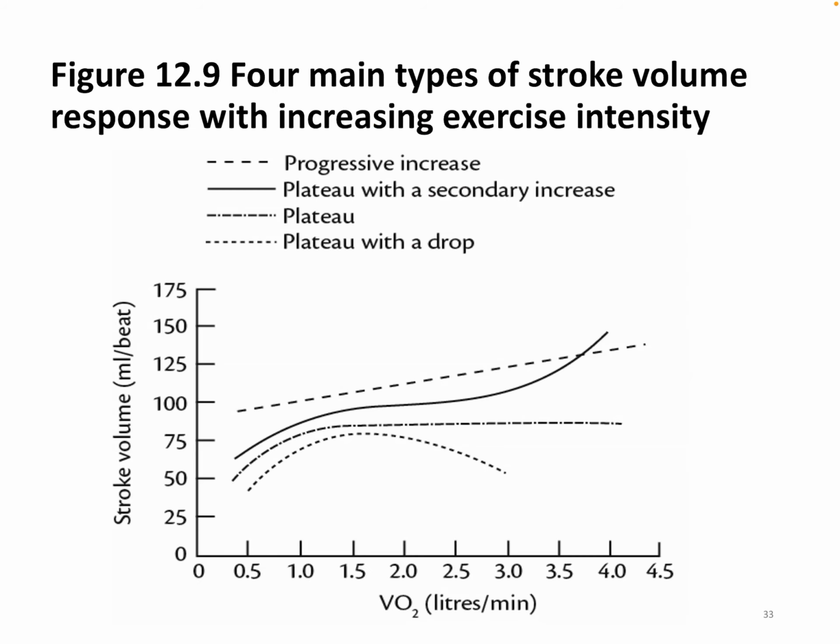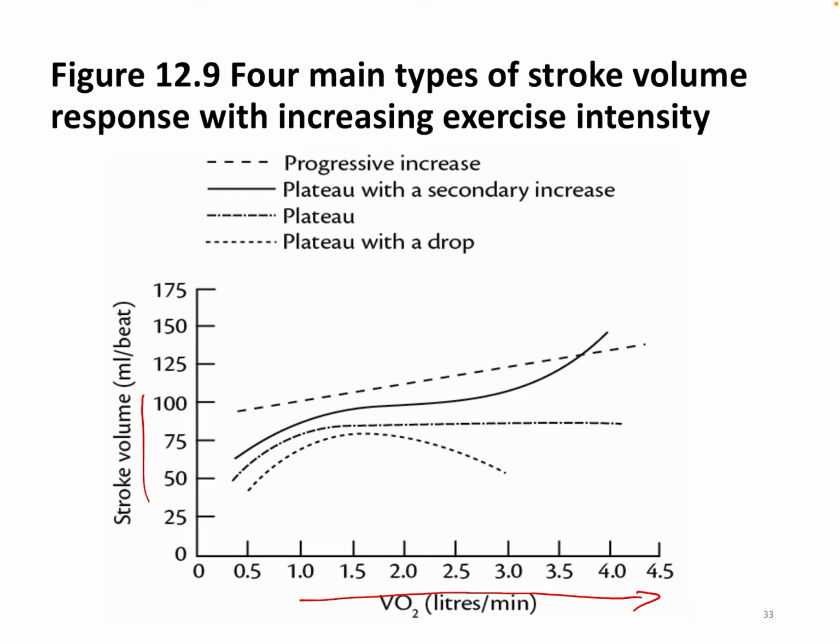Figure 12.9 shows 4 main types of stroke volume response with increasing exercise intensity. So we can see stroke volume here and our exercise intensity increasing here. And it shows that different subjects respond differently to increasing exercise intensity, or their stroke volume responds differently. And that's likely due to different physiological adaptations, different training backgrounds, obviously different genetics between individuals, and all of that is beyond the scope of this course and the level being a first-year course.